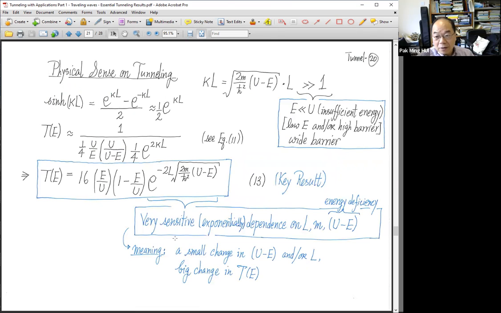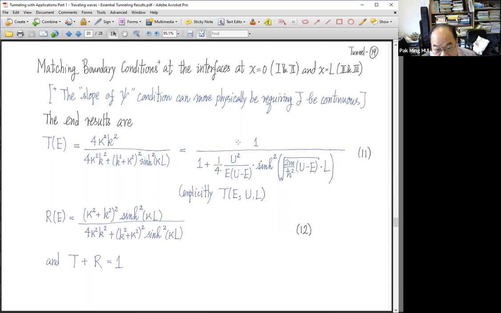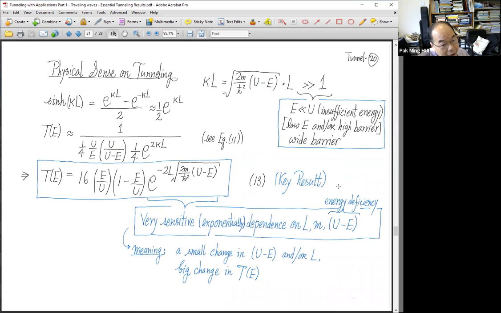More important for our discussion is to get a good physical sense of the tunneling formula, or the transmission coefficient formula. In the transmission coefficient formula, we have this funny thing there, okay? And this is an exponential: e to the x minus e to the minus x, divided by 2. So by definition, it's something like that.